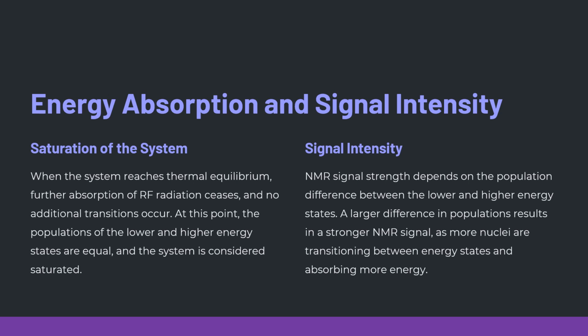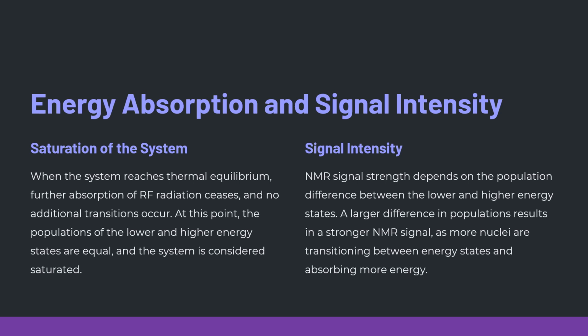When the system is saturated, the NMR signal disappears, making it difficult to obtain meaningful spectral data. The strength of an NMR signal is directly related to the population difference between the lower and higher energy states. A larger difference in populations results in a stronger NMR signal, as more nuclei are available to transition between energy states and absorb energy. Several factors influence signal intensity.